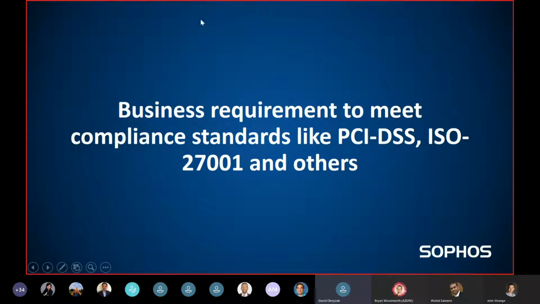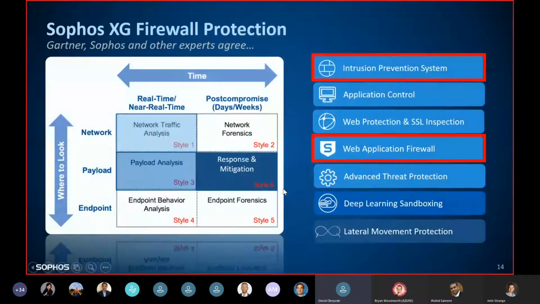Business requirements to meet compliance standards like PCI DSS, ISO 27001 and others. What this is talking about is, with the Sophos XG firewall, one of the main things that we get is businesses that move into Azure have concerns around how they meet these standards like PCI DSS, HIPAA, and others. Because many of these standards have clear requirements that you have a web application firewall, you have IPS, IDS, they still require those technical controls to be in place.